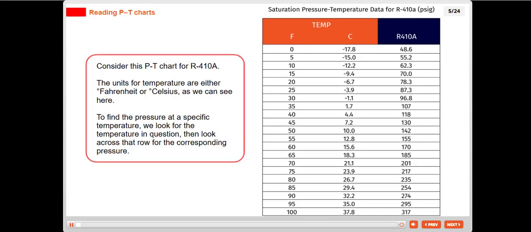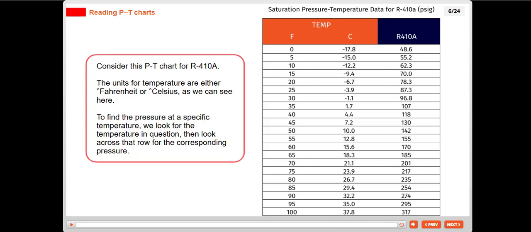Consider this PT chart for R410A. The units for temperature are either degrees Fahrenheit or degrees Celsius, as we can see here. To find the pressure at a specific temperature, we look for the temperature in question, then look across that row for the corresponding pressure.